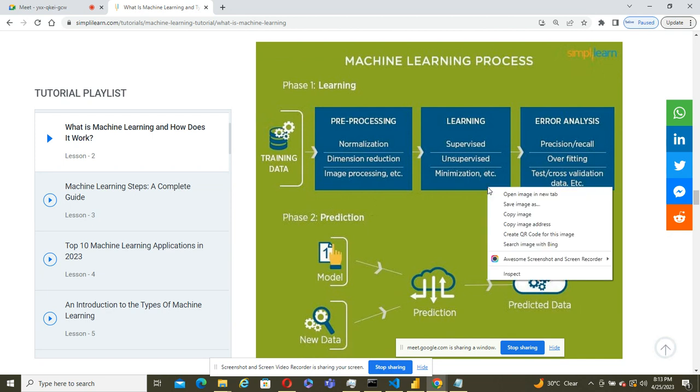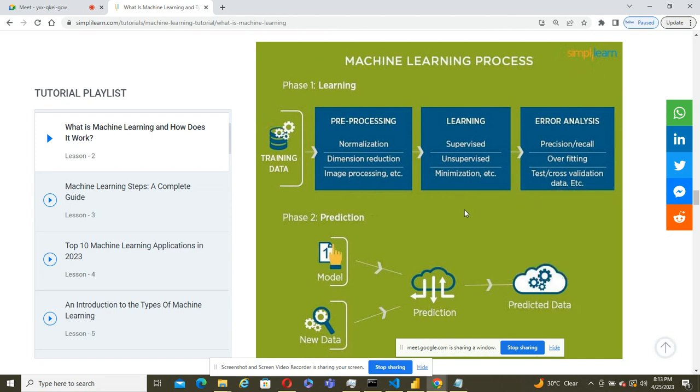So there is a diagram here. I will send the diagram to you in the Slack channel so that you take a very close look at it. It's showing the process involved in machine learning: the pre-processing, the learning, the error analysis, the prediction. In our next meeting, we are going to dive into one of the algorithms, probably decision trees. Then we will dig into the machine learning process. Please, any question so far?